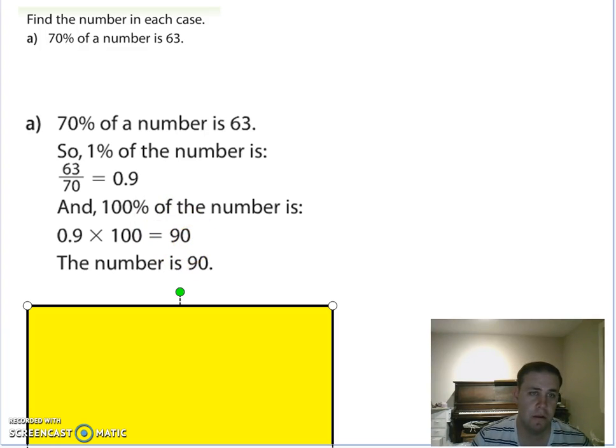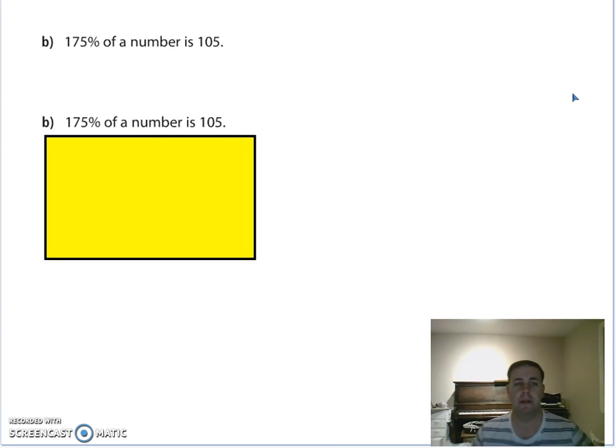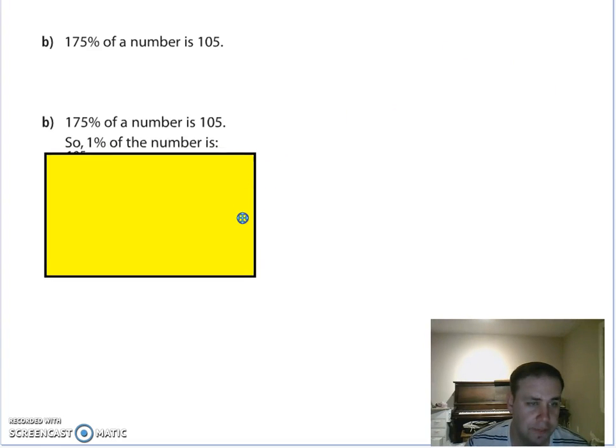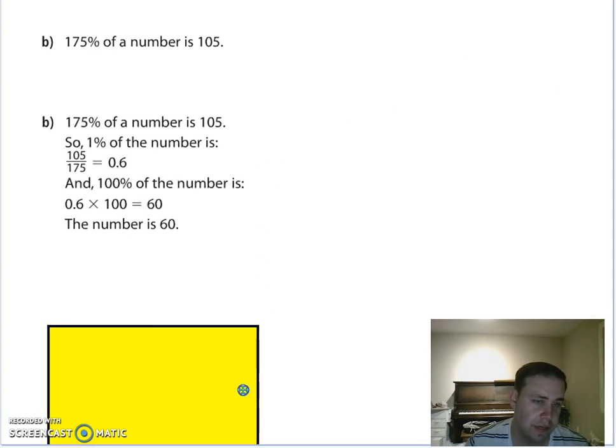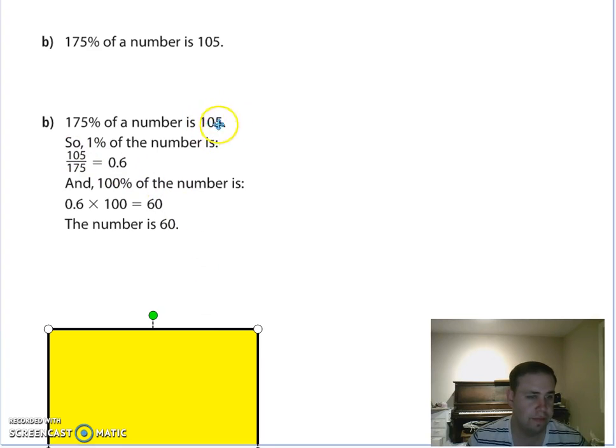Okay. Next example. Part B. So we have 175% of a number is 105. Very similar case, right? So 1% of the number is 105 over 175, which is 0.6. We can take that and then multiply that by 100 to figure out, oh, well, the number is 60.